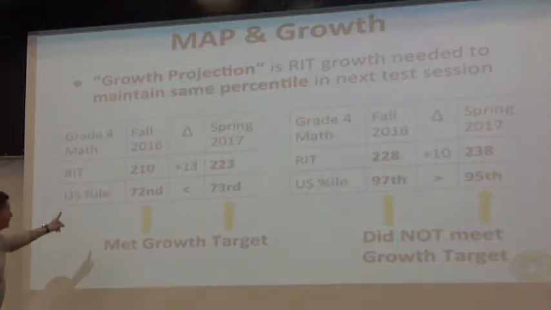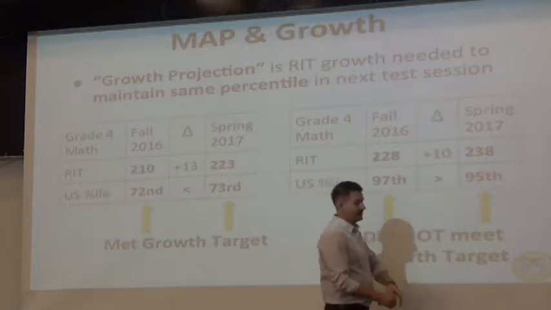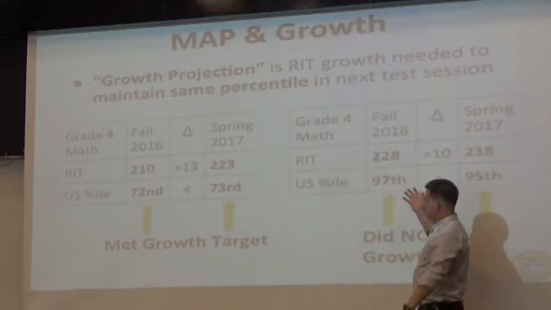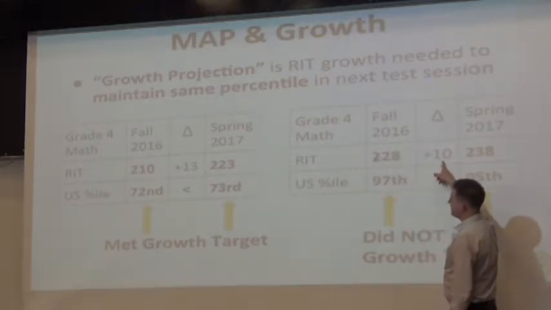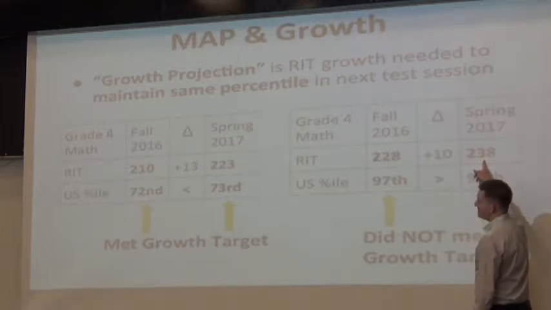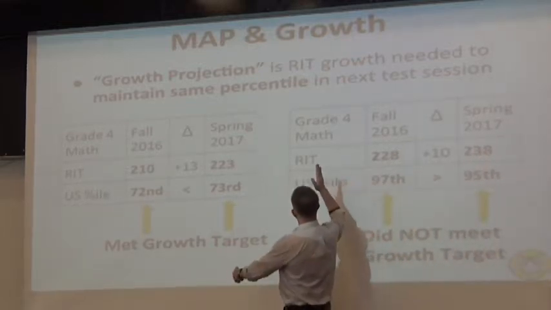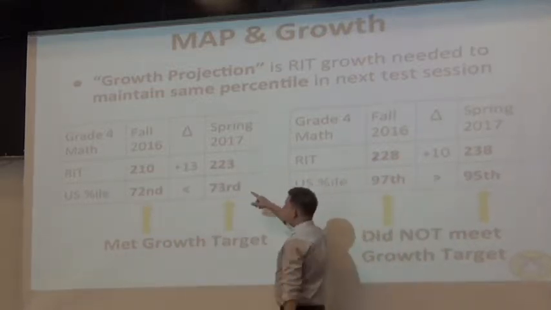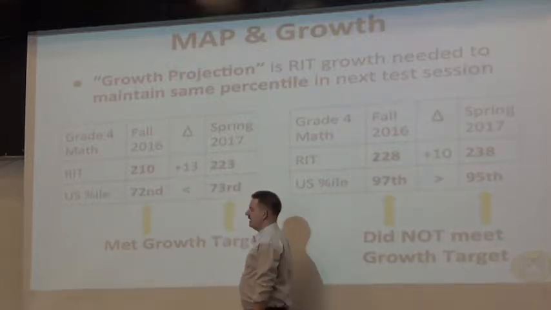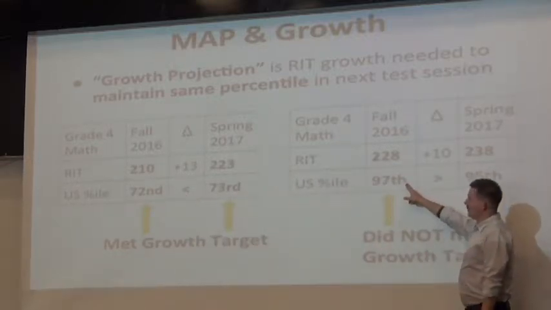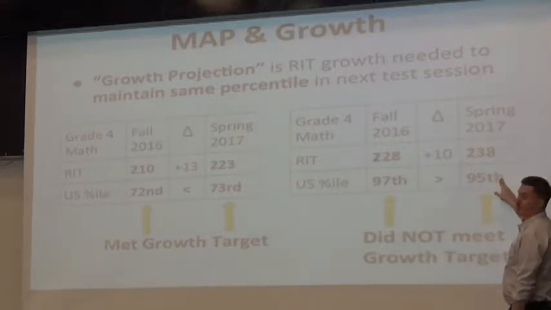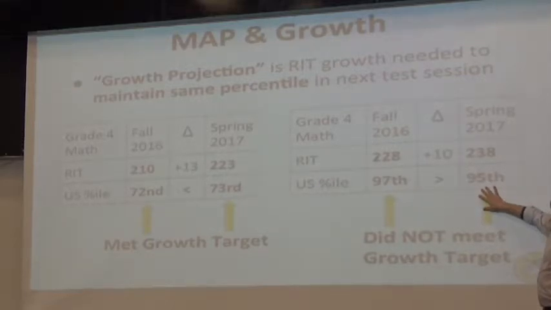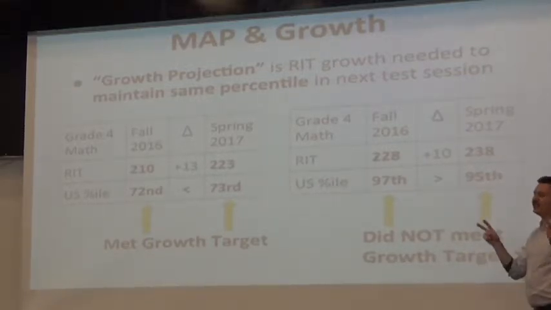If the kid over here, right, so this is a kid, still same grade 4, same math test. This kid started at the 97th percentile, not uncommon for our students here, and gained 10 points and ended up at 238. So you can see here, if we compare these two students, the student on the right started higher, and the student on the right ended higher, but their number of points was not quite as much. And you can see as well that this kid went from the 97th percentile to the 95th percentile. So we are not concerned about this kid. We are not worried about this kid, even though they did not meet the growth target.